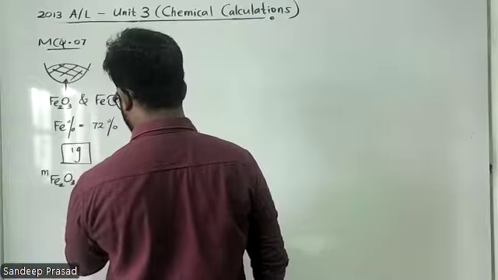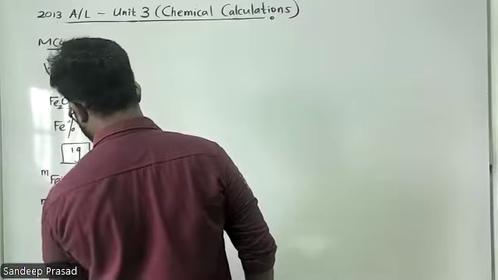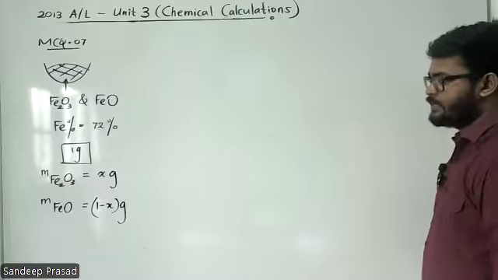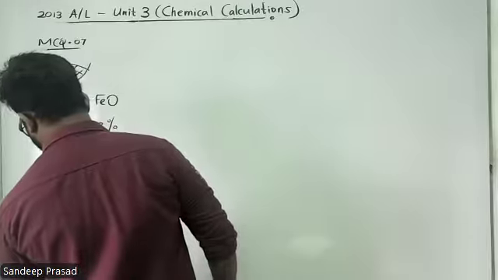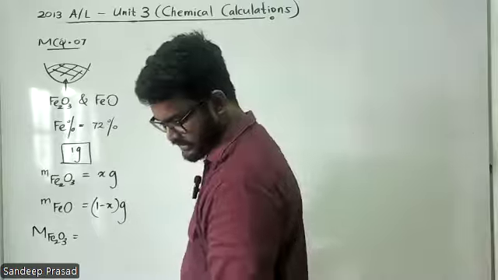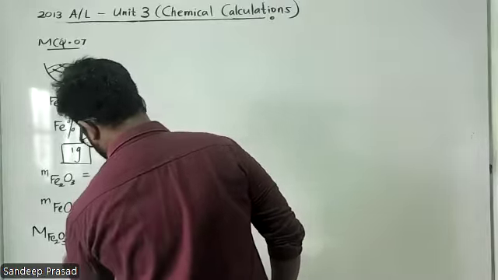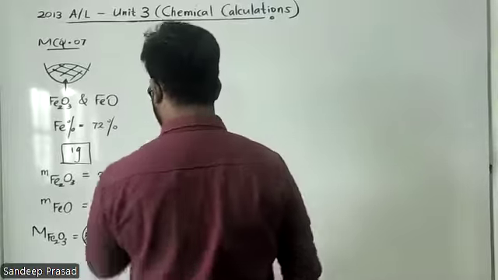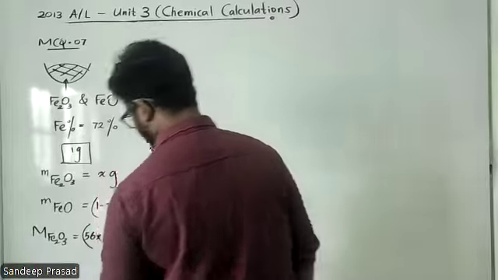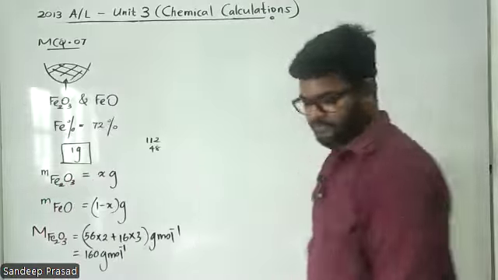Let me take the mass of Fe2O3 as x grams. Then the mass of ferrous oxide is 1 minus x grams. Then what is the molar mass of Fe2O3? Iron is 56 into 2. Oxygen is 16 into 3 grams per mole. So the molar mass is 112 plus 48, so 160 grams per mole is the molar mass of Fe2O3.